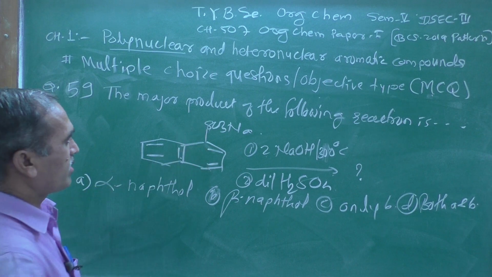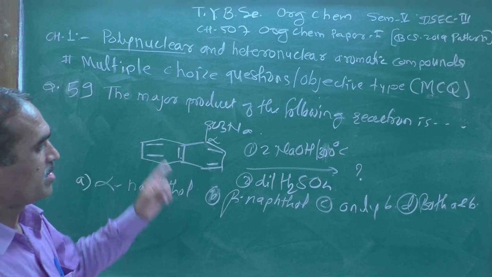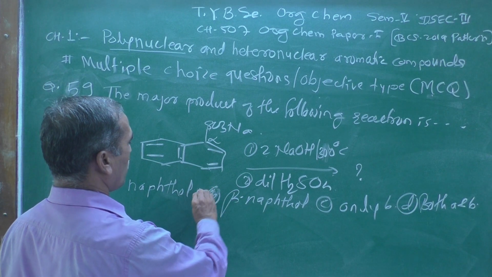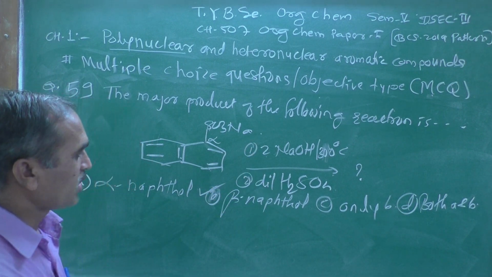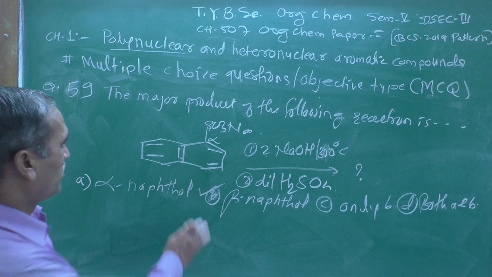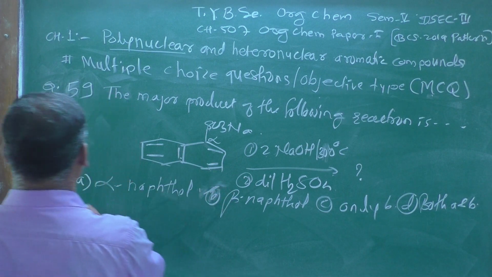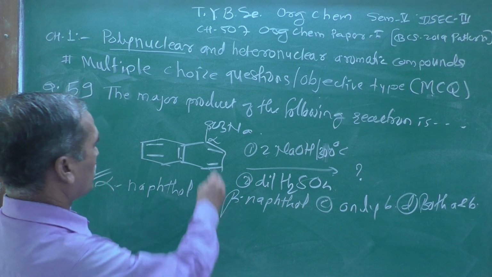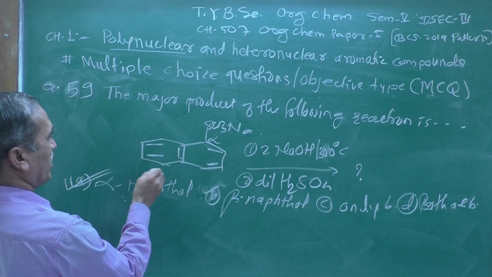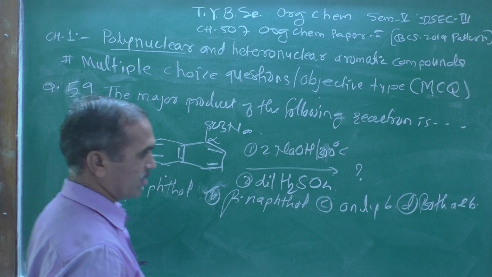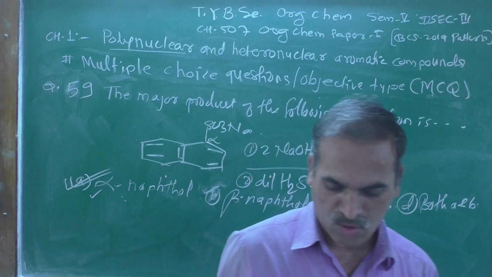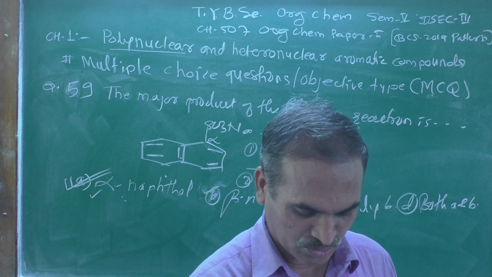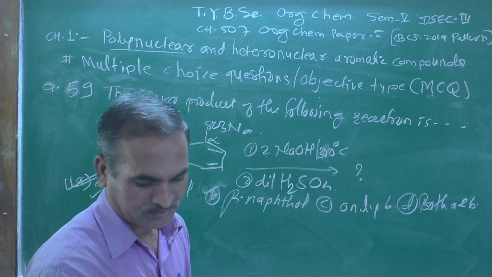Look at this, the hydroxyl group is present at alpha position, and therefore the resulting compound must be alpha naphthol. So A is the correct answer over here, because at alpha position the hydroxyl group is present, and the common name of that compound is alpha naphthol. So only option A is there.